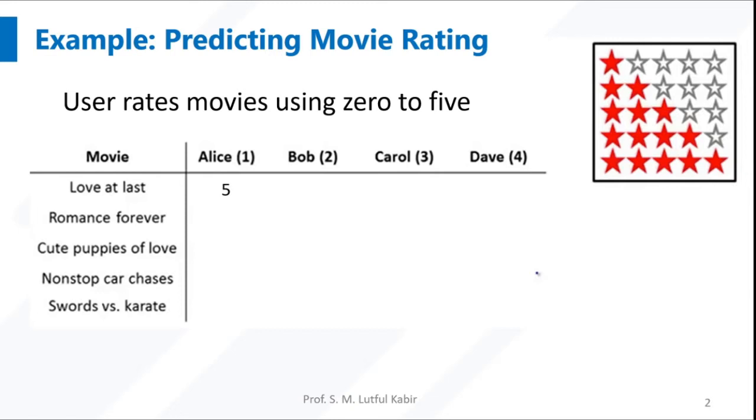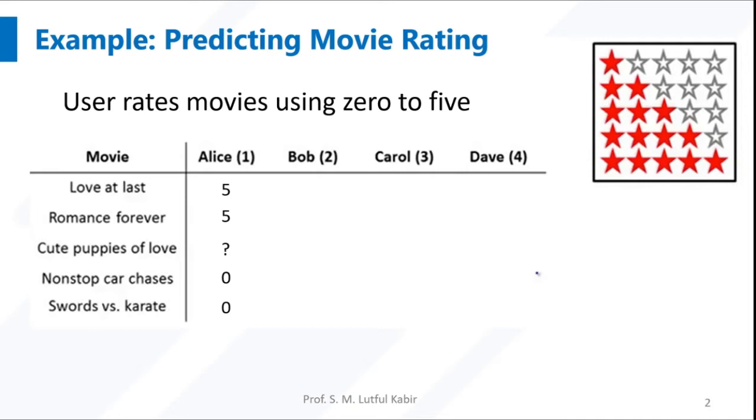So let us say Alice rated the first movie, Love at Last, with 5 stars. It indicates that she liked it very much, that's why she gave full rating. For Romance Forever, she gave the same rating. For the next movie, Cute Puppies of Love, she didn't watch that movie, so she didn't submit any rating. For Non-Stop Car Chases, she put 0, and for Swords versus Carrot, she also put 0. That means she didn't like these 2 movies.